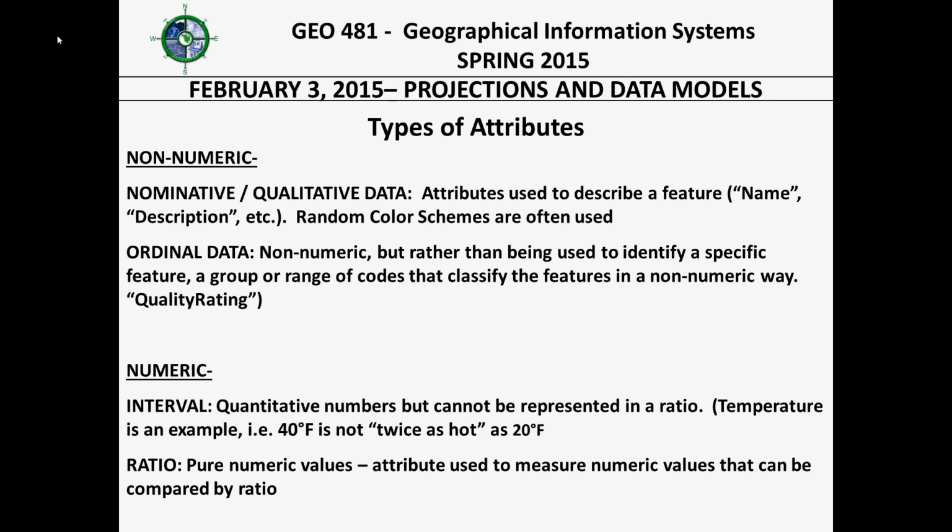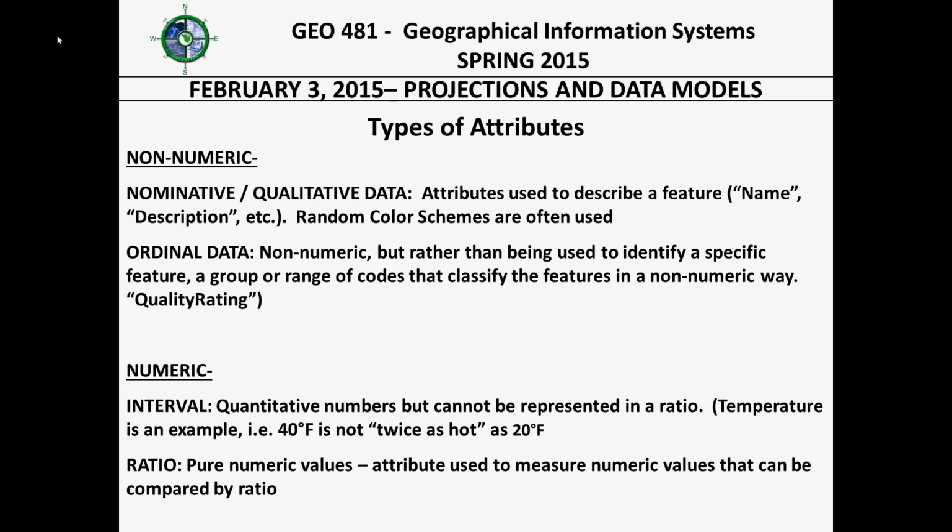Non-numeric data, the most basic type of non-numeric data is nominative or qualitative data. The name of the room. Fillmore 355 is an example of nominative data about this room. There's no mathematical value. It's a type of attribute used to describe the feature. Erie County, New York State, Germany, etc. Those are nominative attributes. If you think of attributes about you, your name is the easiest nominative attribute.